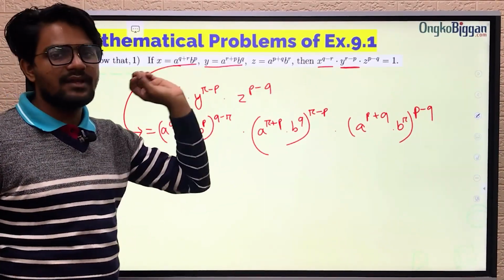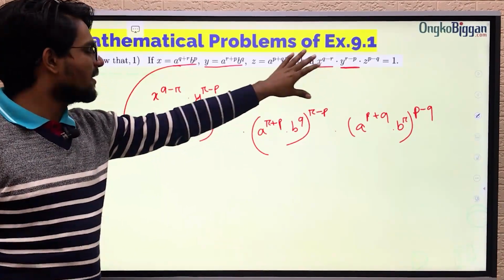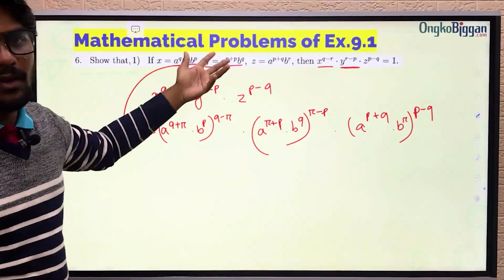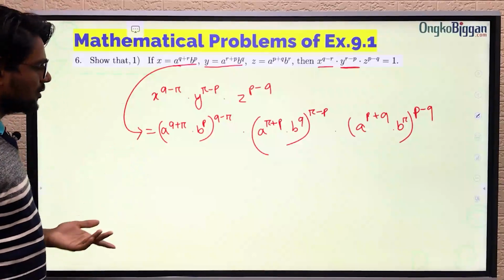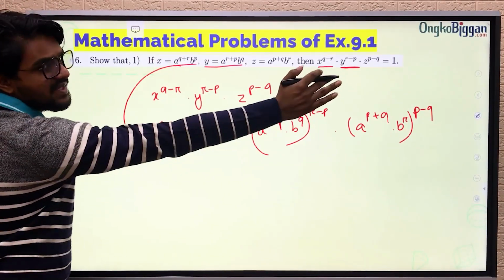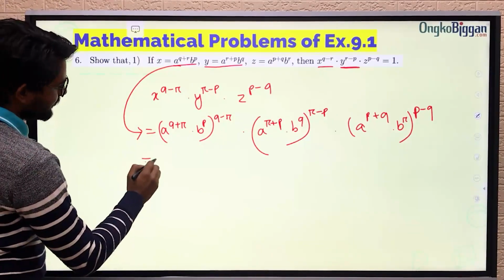You can actually solve each individual term, that is first term equals to that, and then simplify this value into the form of a to the power something into b to the power something, and then you can do it. But since I have a huge space here, I am doing it in this way.